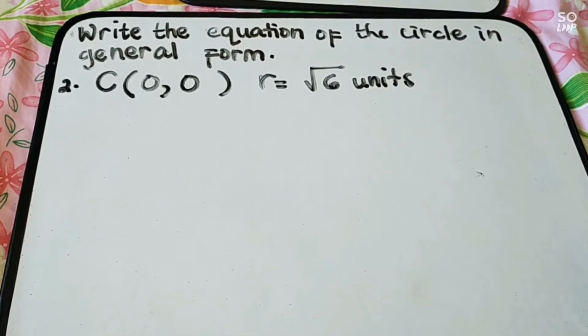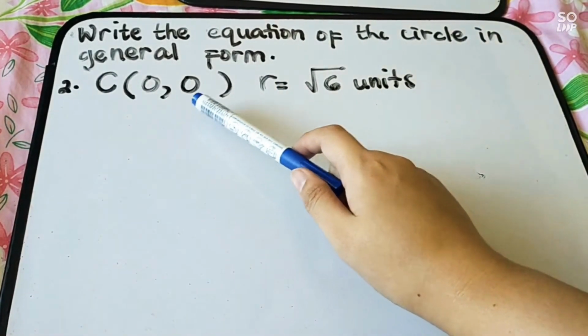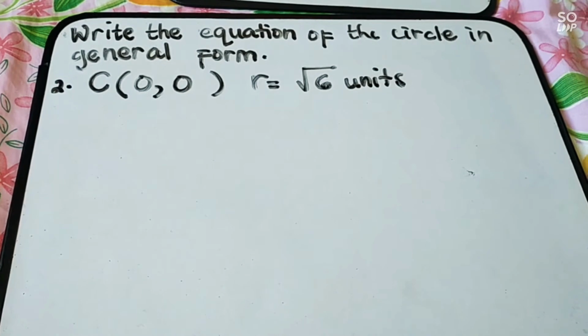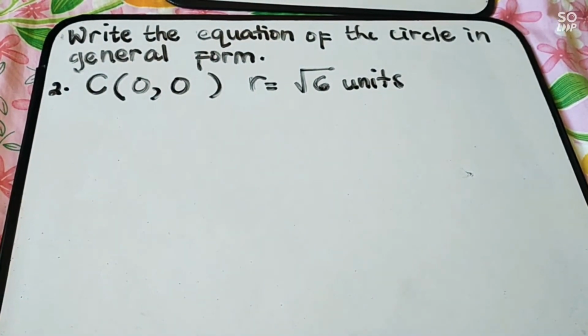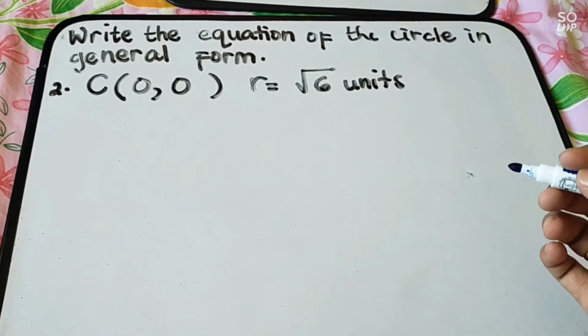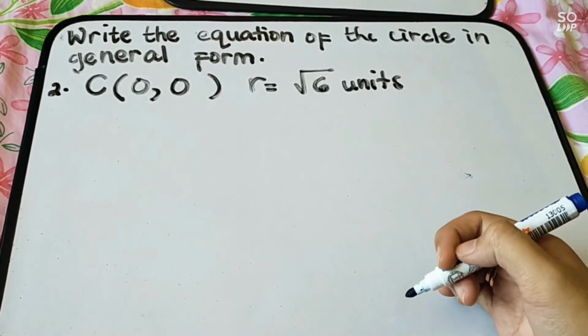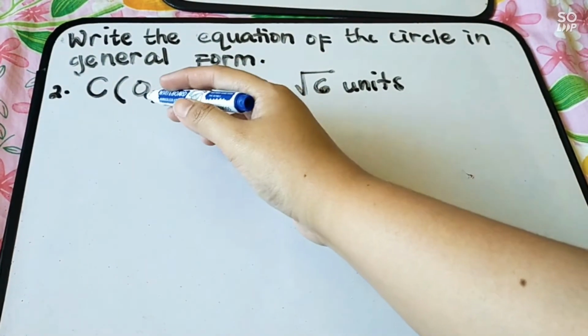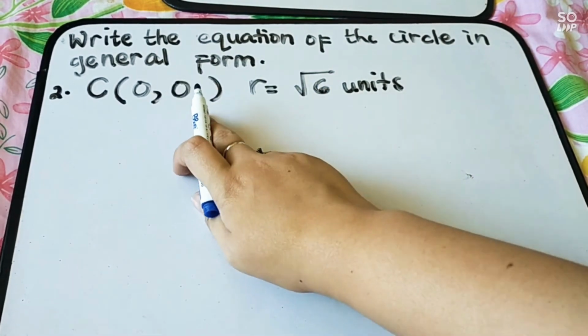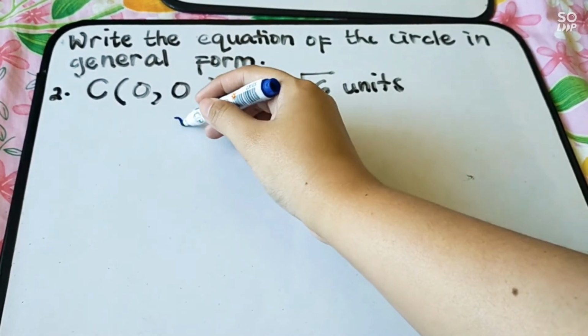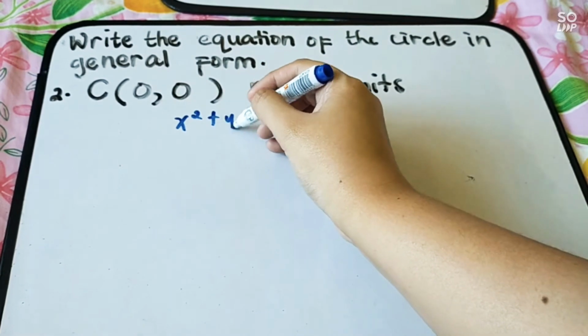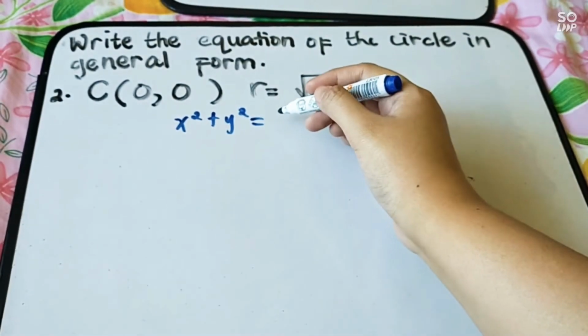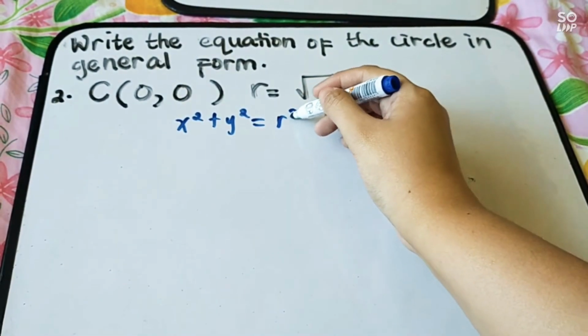Number 2. We have a given center of 0 and 0, then r is equal to the square root of 6 units. So, punta tayo sa standard form muna. So, ano yung standard form natin? Ang standard form nito, since ang ating center is nasa origin, we have x squared plus y squared is equal to r squared. So, yan lang.